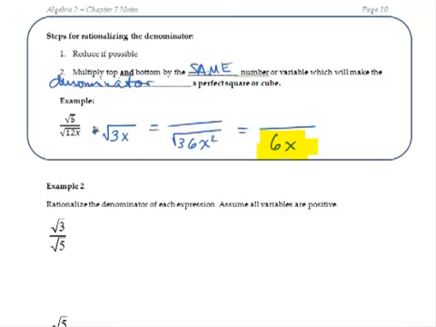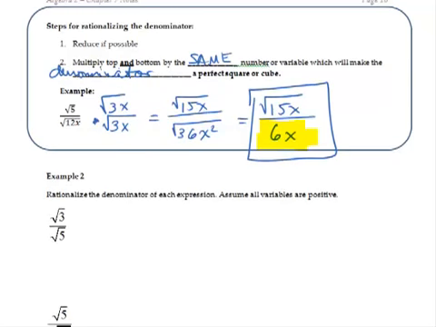But if I multiplied the bottom by root 3x, that means I also have to multiply the top by root 3x. And when I do that, I will get 15x, and that doesn't simplify down. If it would, I would try to simplify it. But then I just leave it with the square root 15x all over 6x.